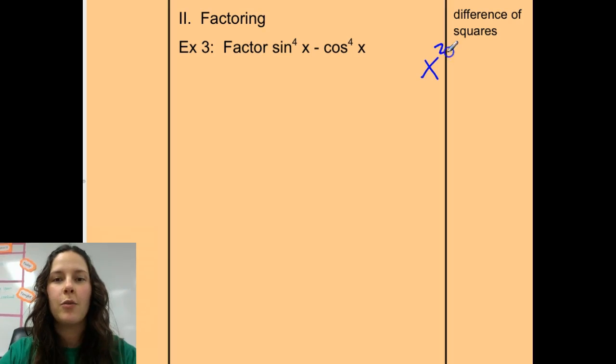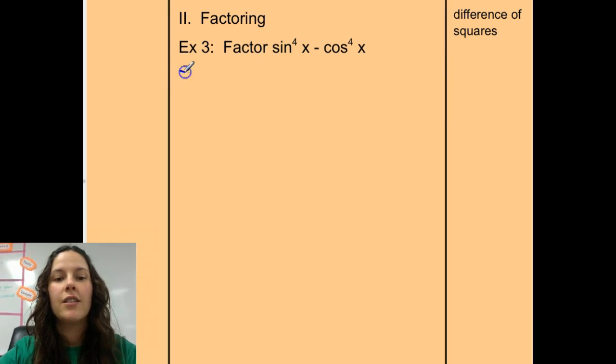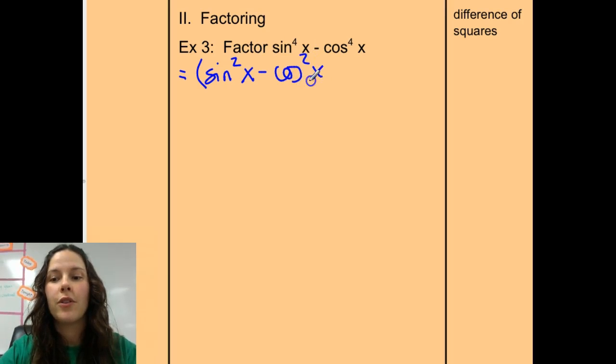If we have x squared minus 49, when we factor that, we have x minus 7 times x plus 7, because negative 7 times 7 equals negative 49, and positive 7x cancels with negative 7x. So we're going to do something similar with our trig functions. So the square root of sine to the fourth is sine squared, and the square root of cosine to the fourth is cosine squared. So we factor that into sine squared minus cosine squared, and sine squared plus cosine squared.